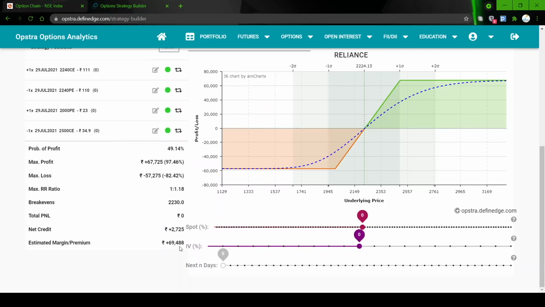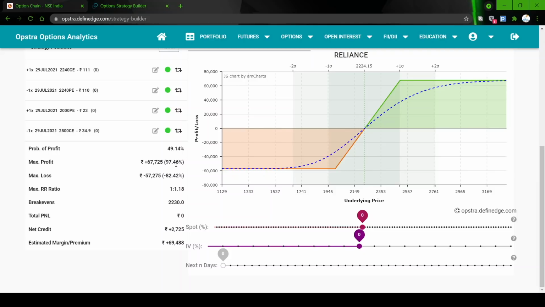Even if you hedge it with options, your final margin will be about 1.5 lakhs. So with 1.5 lakhs margin, you will get a similar risk reward. The probability is about 50%, and that will also be the same.